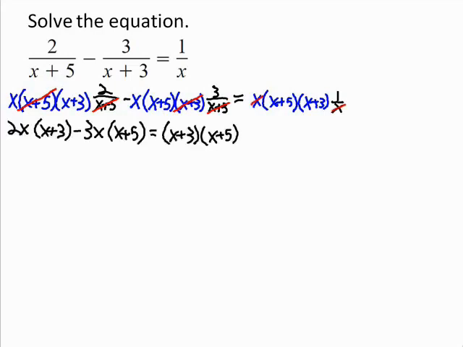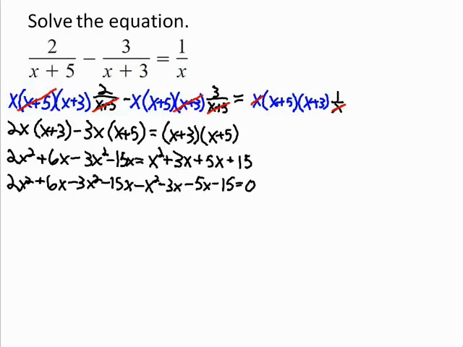You are left with 2x times the quantity x plus 3 minus 3x times the quantity x plus 5 equals the quantity x plus 3 times the quantity x plus 5. Distribute and multiply. 2x squared plus 6x minus 3x squared minus 15x equals x squared plus 3x plus 5x plus 15. Subtract everything on the right side of the equation from both sides of the equation, so that everything is on the left side of the equation.